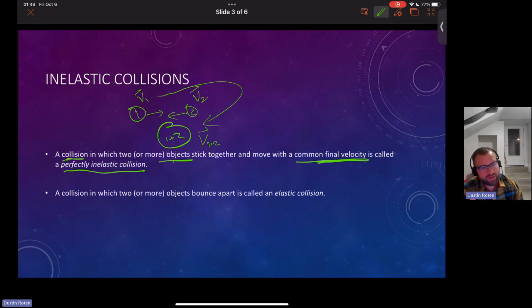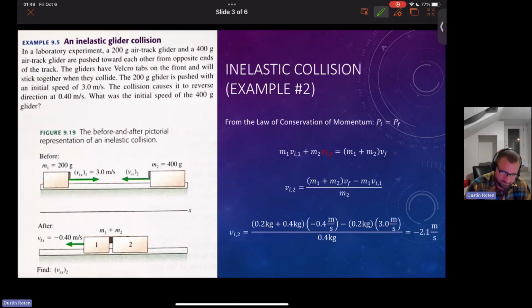A collision in which two or more objects bounce apart, that's an elastic collision. And the names are pretty self-explanatory. Okay, let's think about an inelastic collision here and do the math. So in a laboratory experiment, a 200-gram air track glider and a 400-gram air track glider are pushed toward each other from opposite ends of the track.